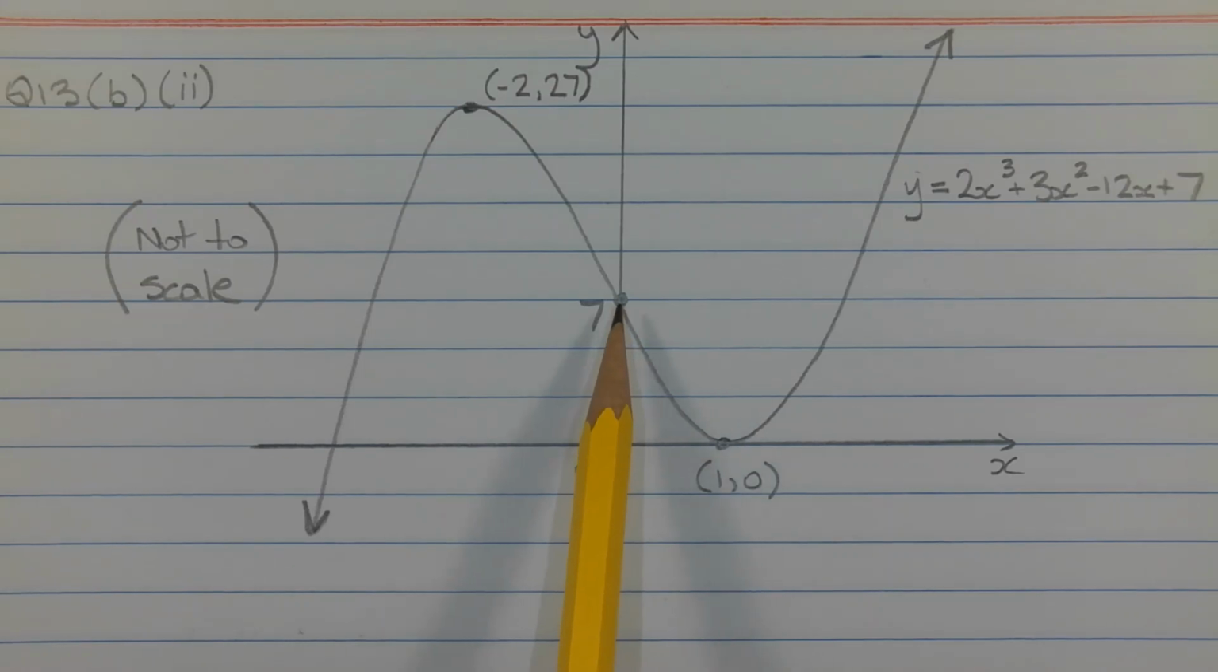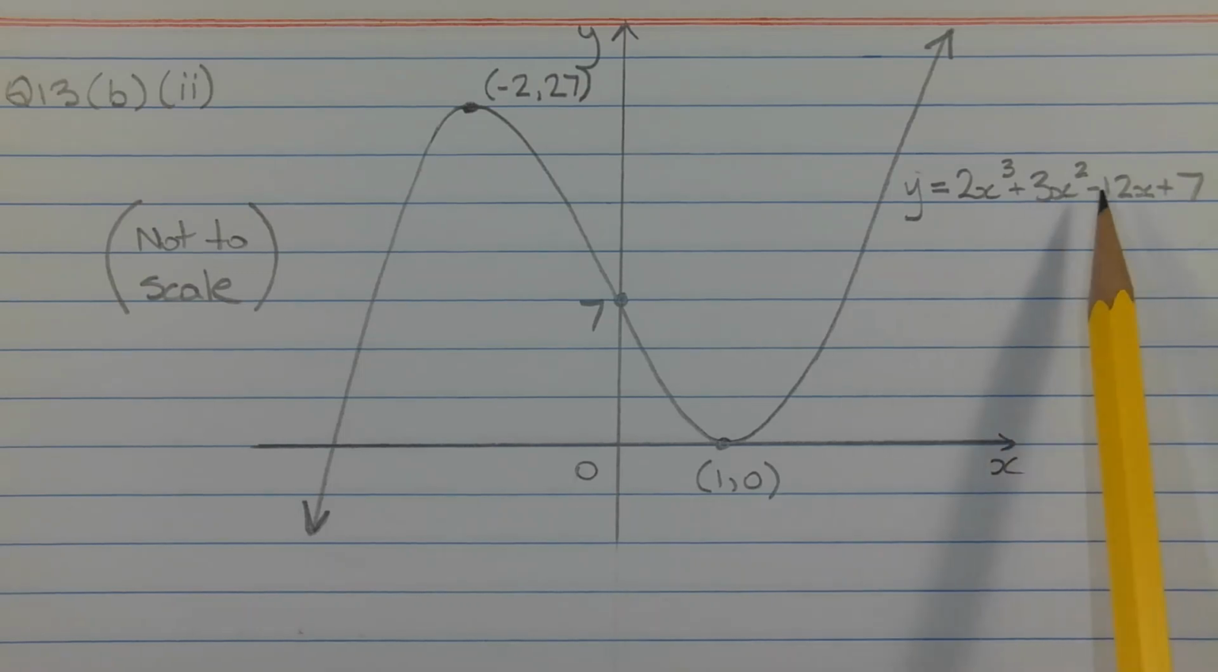I've also included the y-intercept, even though the question didn't ask for it. It's an easy enough value to find. If we let x equal 0 here, here, and here, we get y is equal to 7.